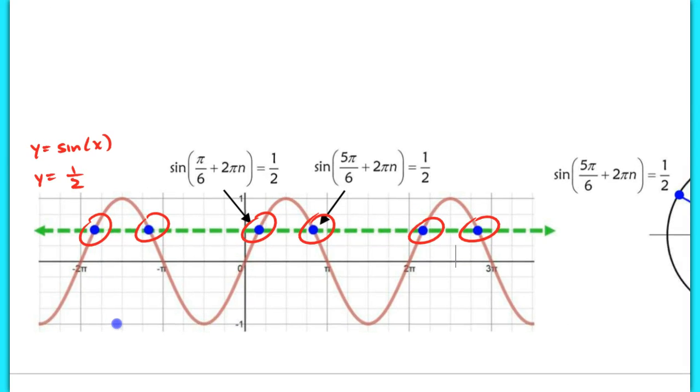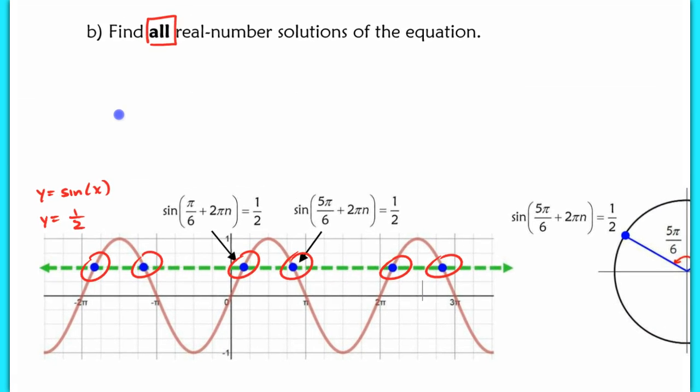Obviously it would take forever. You wouldn't ever be able to stop if you had to rewrite every single one of these points. So we use notation that helps us summarize what we're seeing. We know that pi over 6 is a solution to this particular equation. However, any time we add 2 pi to that value, we're going to get a new and different value that is also a solution, because this is a periodic function.